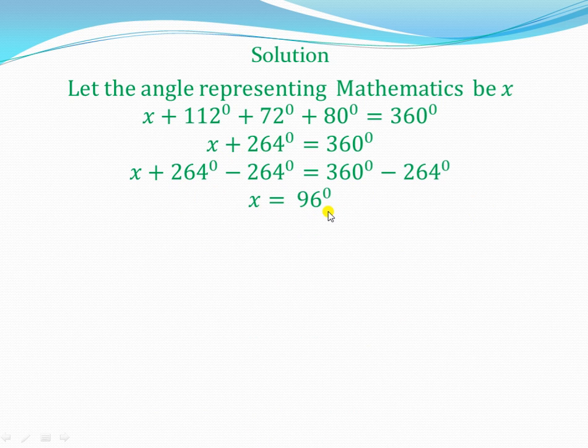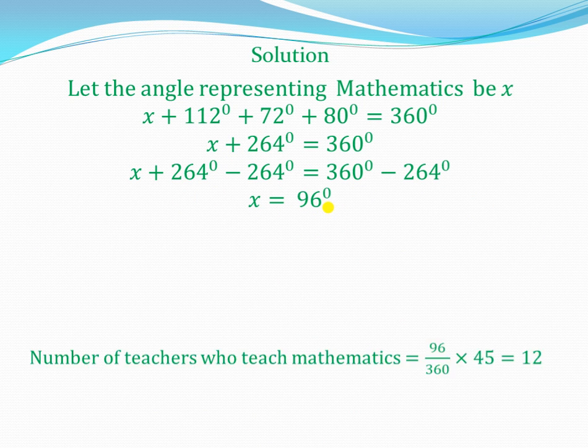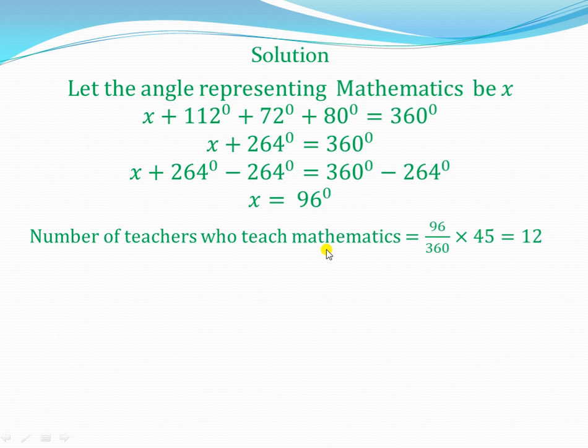Now that we have the angle that represents the mathematics sector from our pie chart above, we shall simply say the number of teachers who teach mathematics will be the 96 we have got divided by the total, which is 360, and multiplied by the number of teachers. When you press your calculator carefully, you will come up with 12. So we can easily conclude and say 12 teachers teach mathematics.